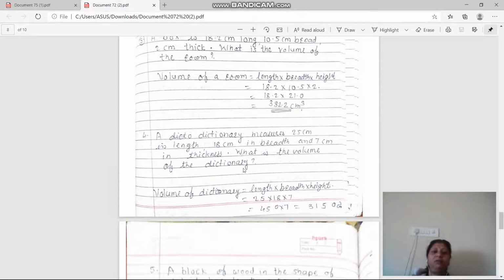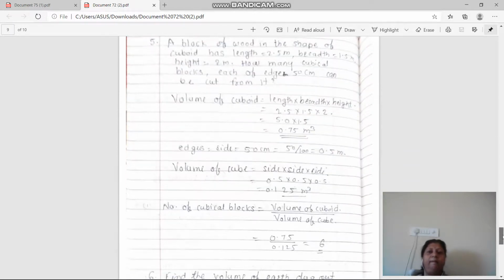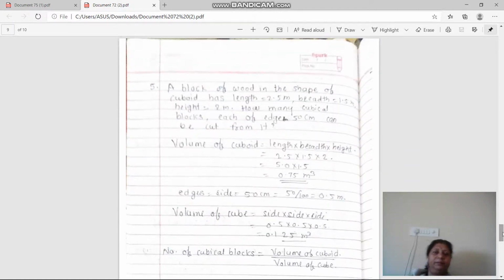What is the volume of the dictionary? You better know what the shape of a dictionary is. Cuboid. So length into breadth into height, that is 25 multiplied by 18 multiplied by 7. So it is 450 multiplied by 7. We get 3150 cubic centimeters. Okay. Yes, cubic centimeters, right. You have to check the unit properly. Okay. Just 1 minute.